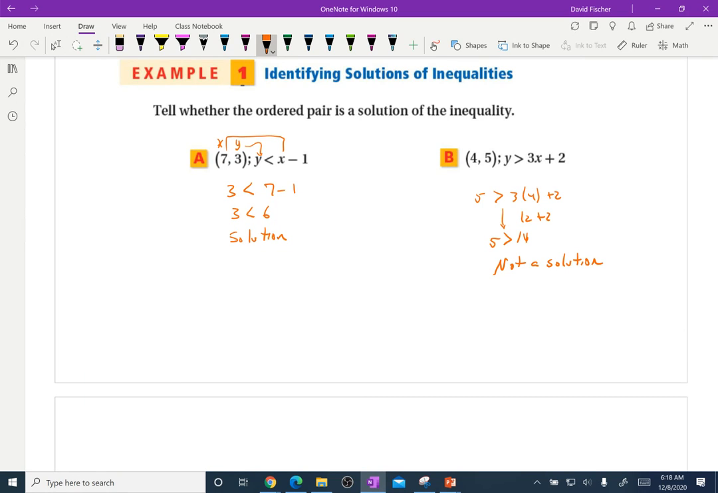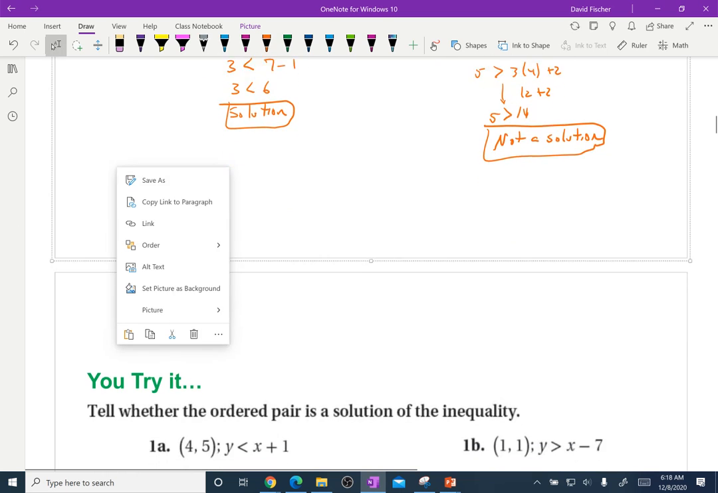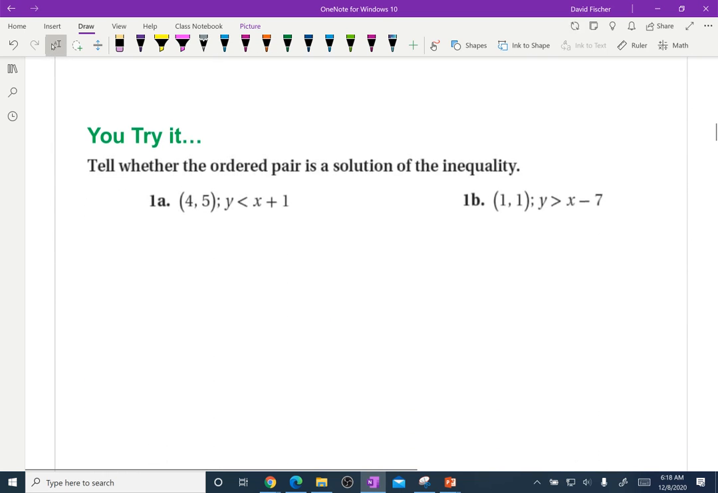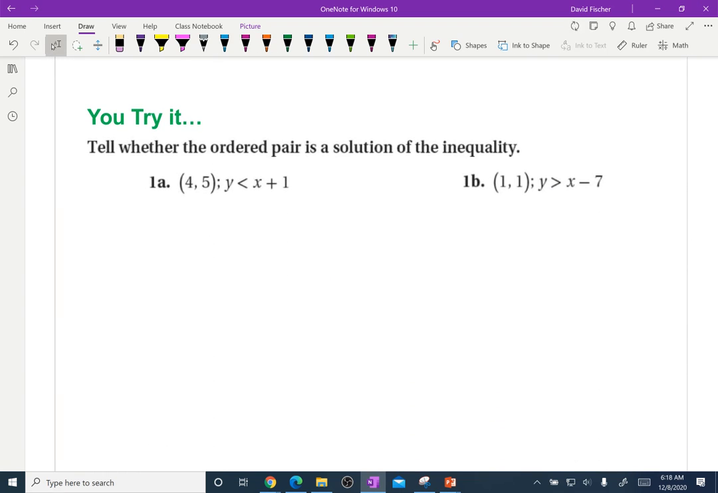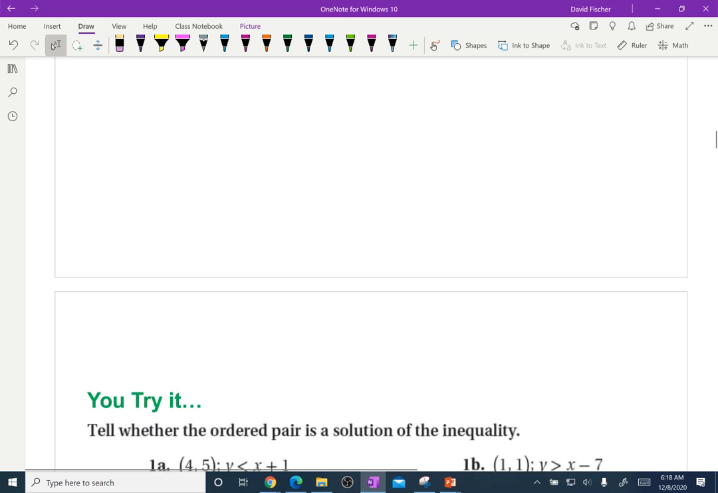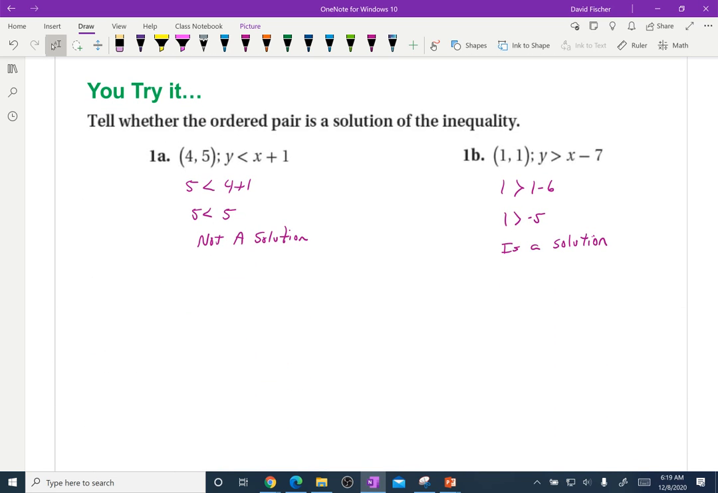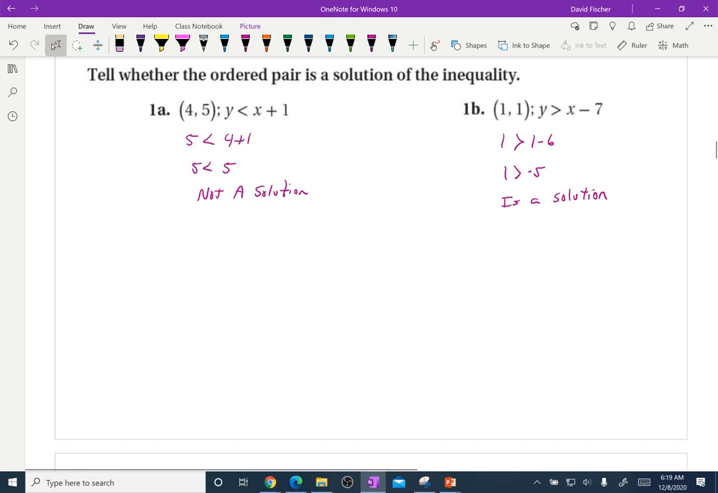Okay, so you've got the one, or you try it on the next page. Do yours, and let's see how you did. Okay, let's see how you did. All right, I got not a solution for 1A, and for 1B, I got it is a solution. Okay, all right.